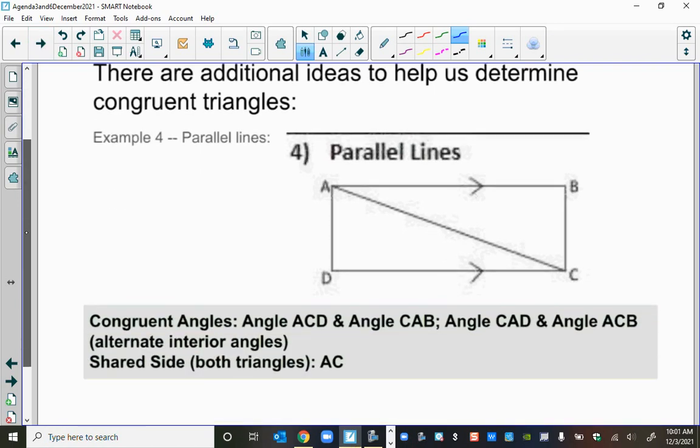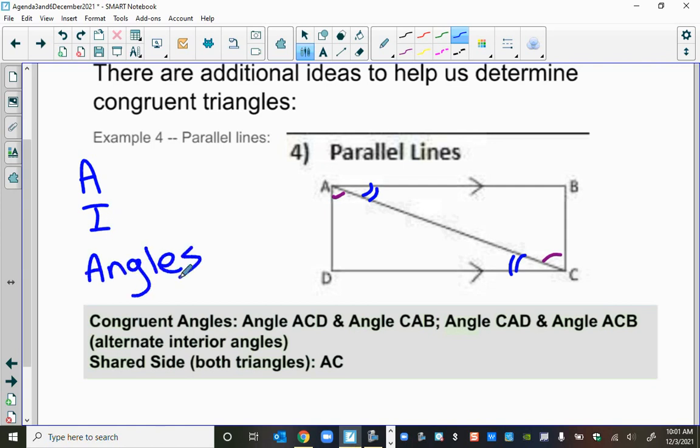Okay, and this last one, remember, parallel lines. Who remembers what type of angles we have going on here? It's two words, begins with an A. Anybody remember what type of angles we have going on here on the next page? Two words. First one begins with an A, and the second one begins with an I.